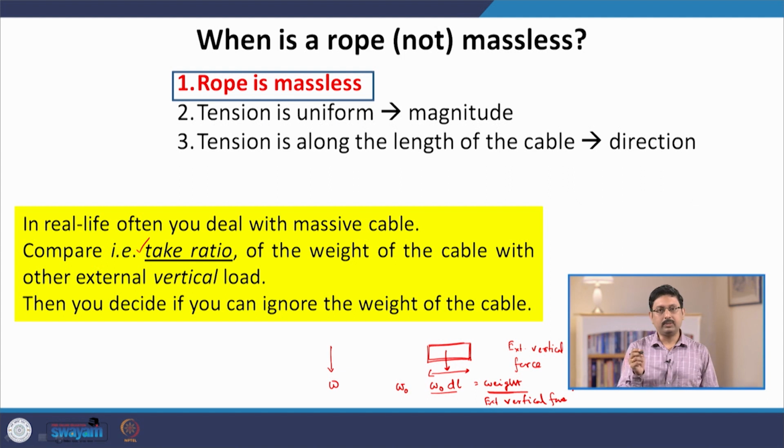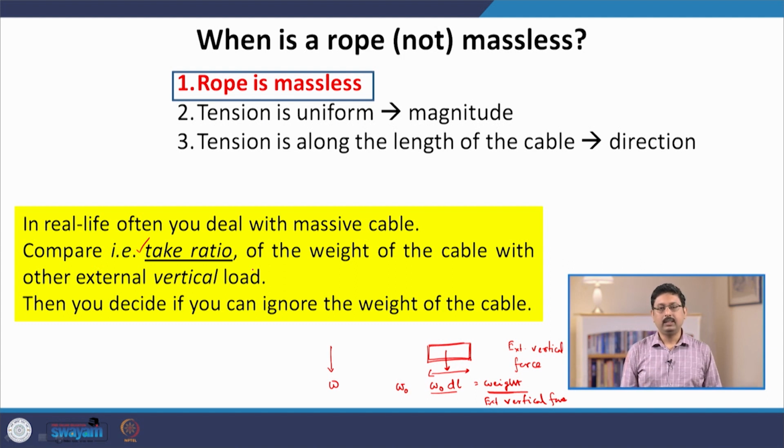Now, if this ratio is very small compared to 1, so if they are equal, then the ratio is 1. If the weight is bigger than these vertical forces, then this ratio is bigger than 1, and if the weight is smaller than the vertical forces, then the ratio is less than 1. So, if the ratio is less than 1, so that you can ignore the weight of the cable in comparison with other external vertical loads, then that is the meaning of the word that the rope is massless.